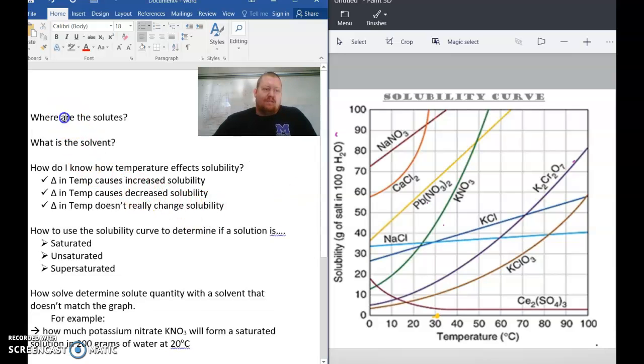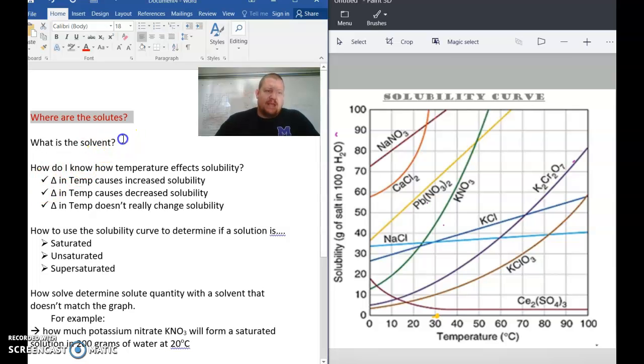All right, so first off, what are the solutes? This is our first thing. The solute is dissolved into the solvent. This makes the solution, right? The solute is dissolved into the solvent. Together, this makes the solution.